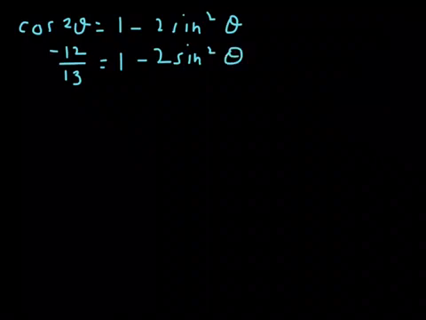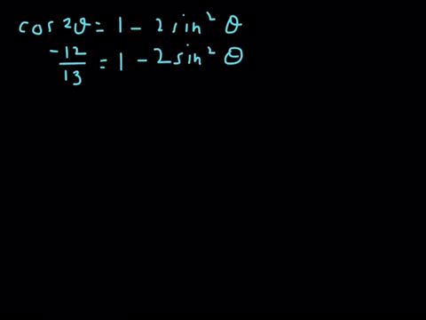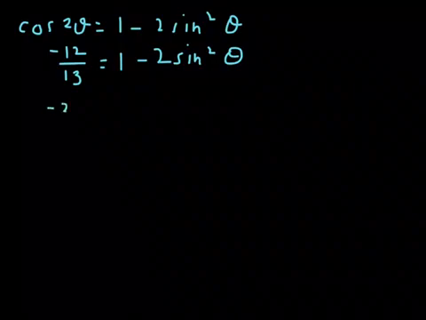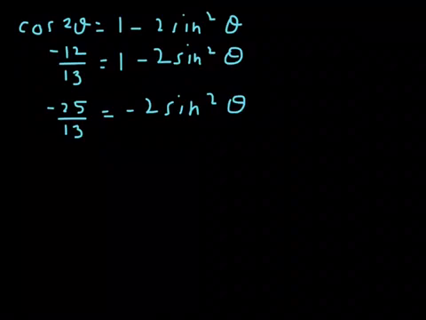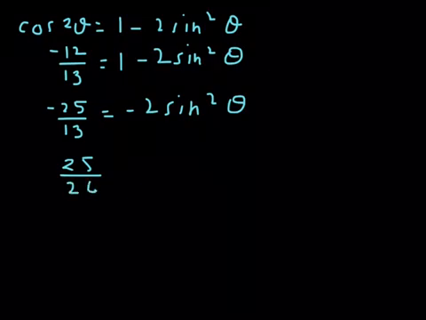I'm going to subtract 1 from negative 12/13. That's the same thing as subtracting negative 13 over 13, which would be negative 25/13, is equal to negative 2 times sine squared of theta. I'm going to multiply both sides by negative 1/2. Multiplying both sides by a negative gives me a positive on the left. And when I multiply by 1/2, I get 25 over 26 is equal to sine squared of theta.